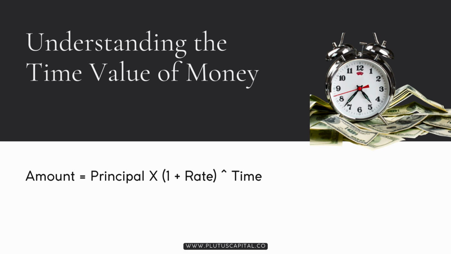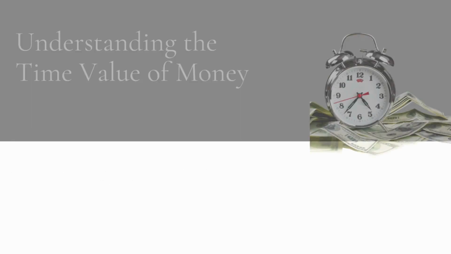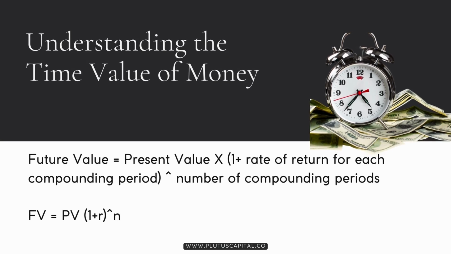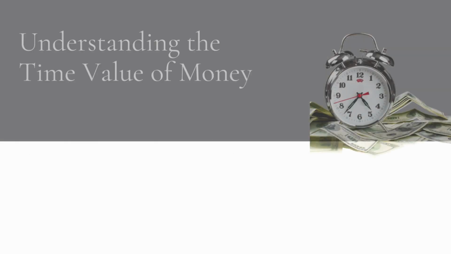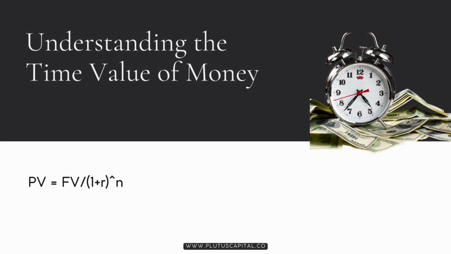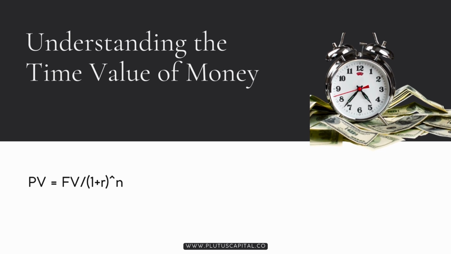If we take the amount as future value and the principal as present value, we get future value equal to present value multiplied by (1 plus rate of return for each compounding period) raised to the power number of compounding periods. Similarly, you can calculate present value, where present value is equal to future value divided by (1 plus r) raised to the power n. Present value is the amount that you would pay today for a cash flow that comes in the future. Present value and future value are the basic principles of time value of money.